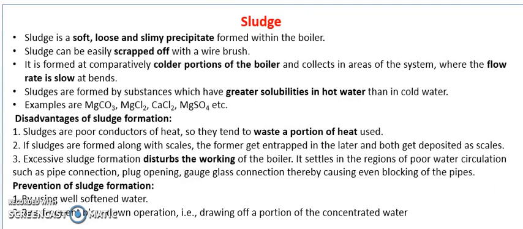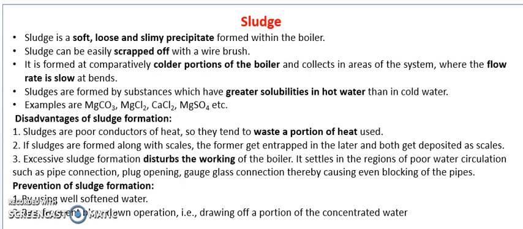Now sludge. Sludge is a soft, loose and slimy precipitate formed within the boiler. It can easily be scraped off. It is formed in the colder portion of the boiler and collects in areas of the system where water flow rate is slow, like bends. Sludges are formed by substances which have greater solubilities in hot water, like magnesium carbonate, magnesium chloride, calcium carbonate, and magnesium sulfate.